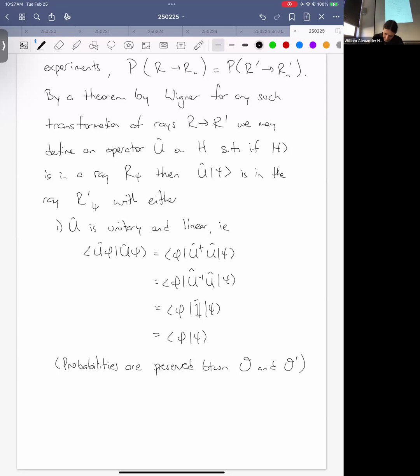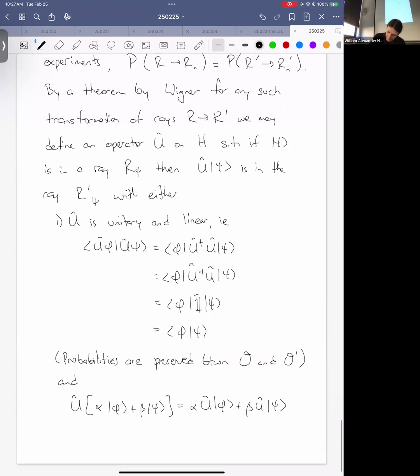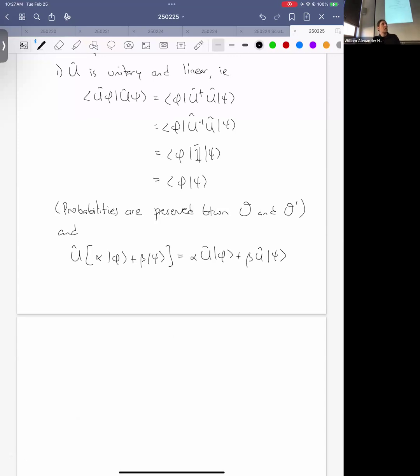And second, so this is the unitariness. And then the linearity says that the unitary operator acting on some linear combination of states is the linear combination of the operator acting on the states. So that's linear and unitary. Those are just definitions of what unitary means and what linearity means in this context. Good questions? No questions, great. So possibility one is that U is unitary and linear.